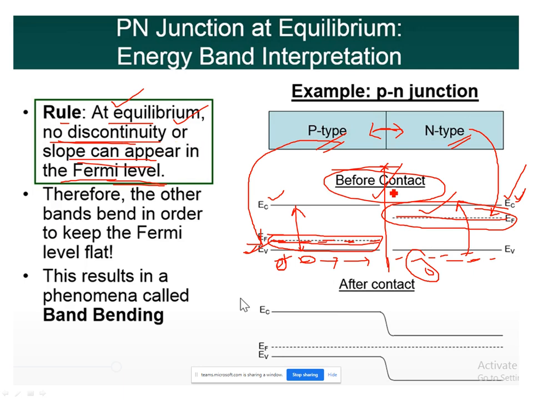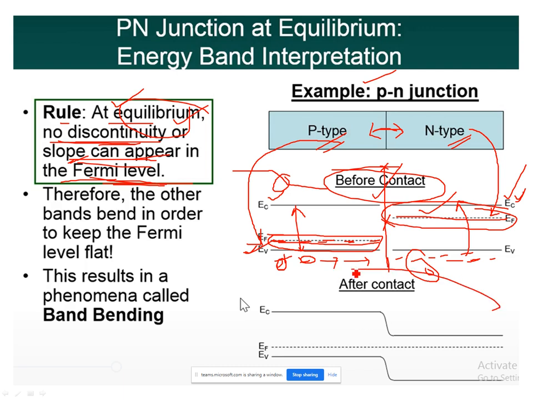What do you mean by discontinuity? No break in between, or no slope. What I mean by slope is, say I am coming down here and again continuing, right? This is called a slope. So no slope or discontinuity is allowed in the Fermi energy level in equilibrium, when the p-n junction is formed.